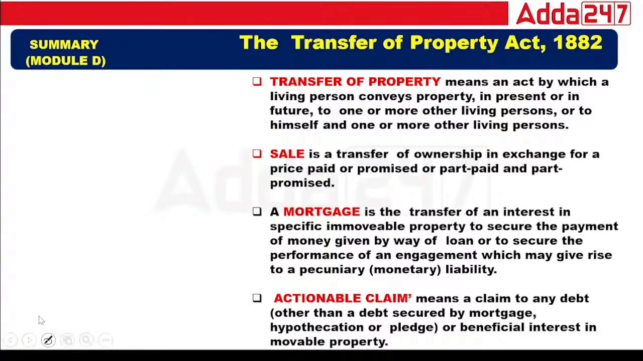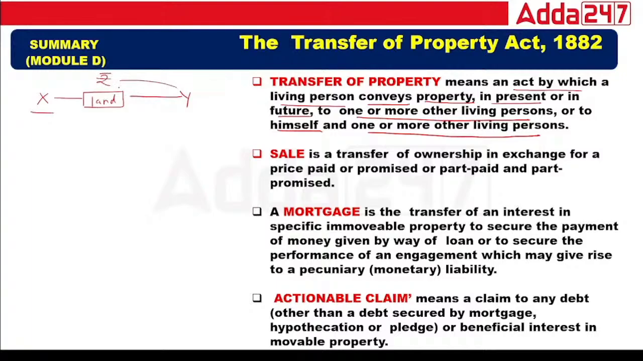TP Act is basically the transfer of property, the act by which a living person conveys, means transfers, the property in present or in future to one or more other living persons, or to himself and one or more other living persons. Suppose person X wants to transfer land to person Y. X will transfer the land to Y and Y will give the money. So transfer of property should be done from a living person to another living person. And X can also transfer the property to himself also.